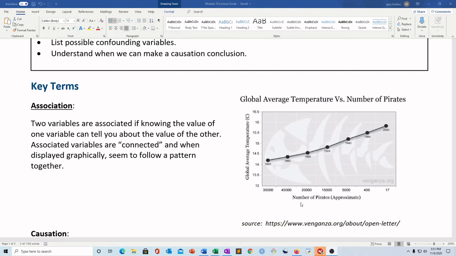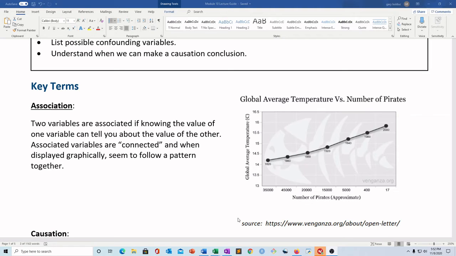In this case, we've got the number of pirates on the x-axis right here, and then over here we've got the global average temperature. This is a little bit weird the way that this is structured because they put a decreasing number this way. But it looks like as the number of pirates decreases, the global average temperature seems to increase. And so this is a pattern. This is an association between the two variables.